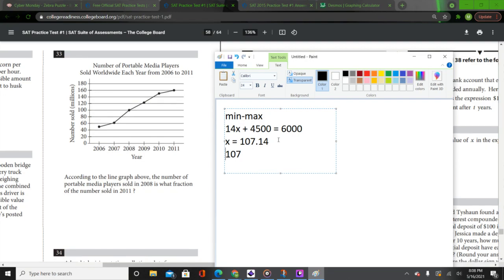Sold in 2008. So 2008 is roughly 100. And we want that over 100 versus 160. And if we simplify this, 1 divided by 1.6, math fraction, and that is 5/8. 5/8. You just take the 2008 value and divide it by the 2011 value.